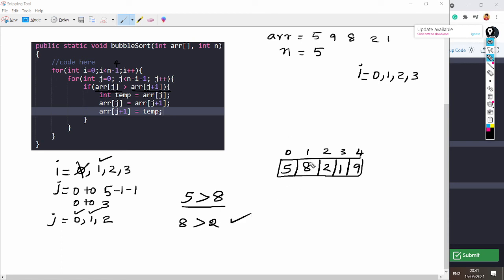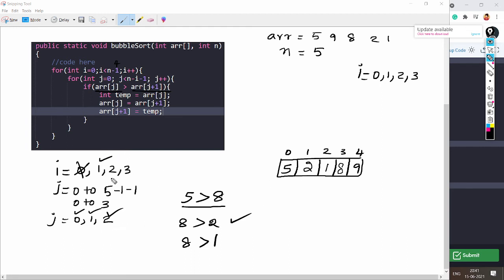Is it true? Yes, it is true. So I will swap 8 with 2 and 2 with 8. So here will be 2 and here will be 8. Now I will take j as 2. Array of 2 is 8 and array of 2 plus 1 is 1. Is 8 greater than 1? Yes, it's true. So again, the swapping occurs. Here I will get 1 and here I will get 8. Okay, so that's it about this.